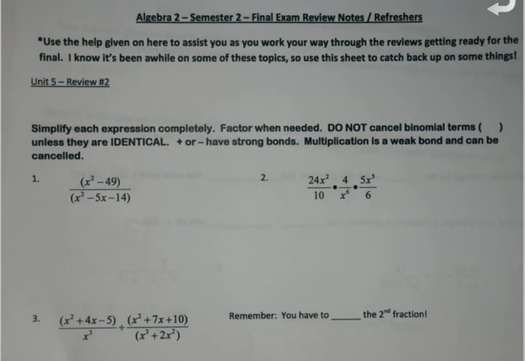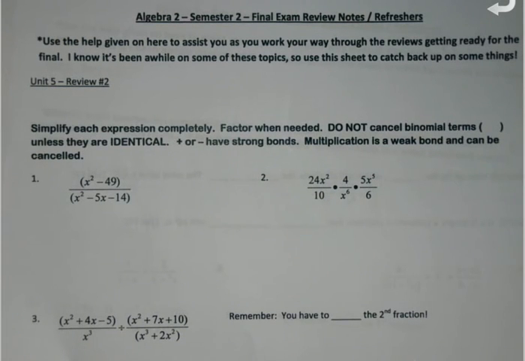Notice there's no equals, so I'm not solving something. Okay? No other formats, just trying to reduce. Factor when needed. Do not cancel binomial terms unless they're identical. In other words, when you see parentheses, you can't cancel stuff in there unless it's the exact same thing.